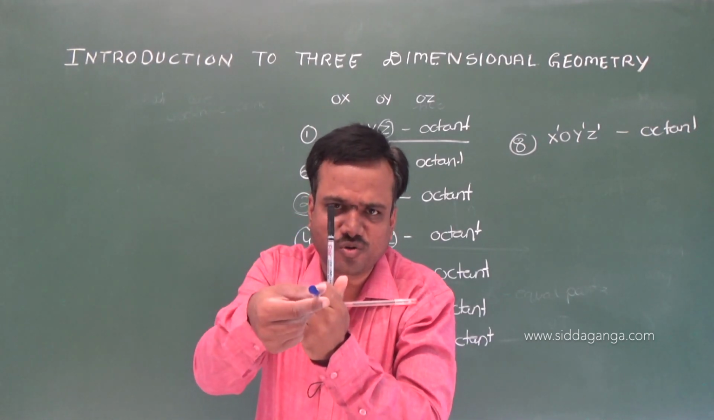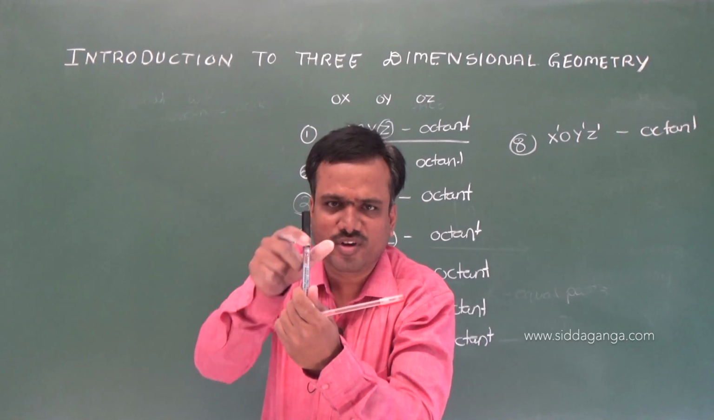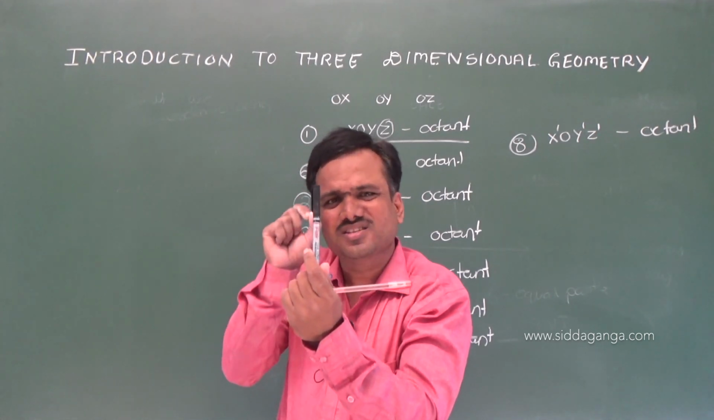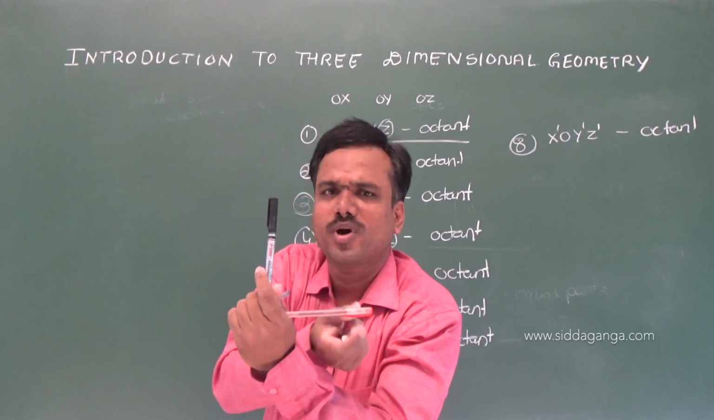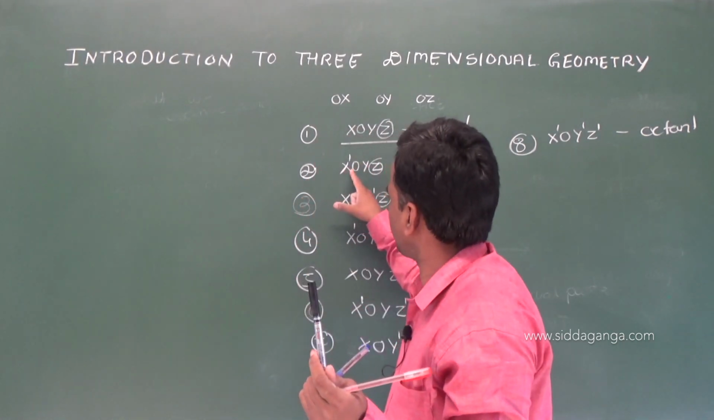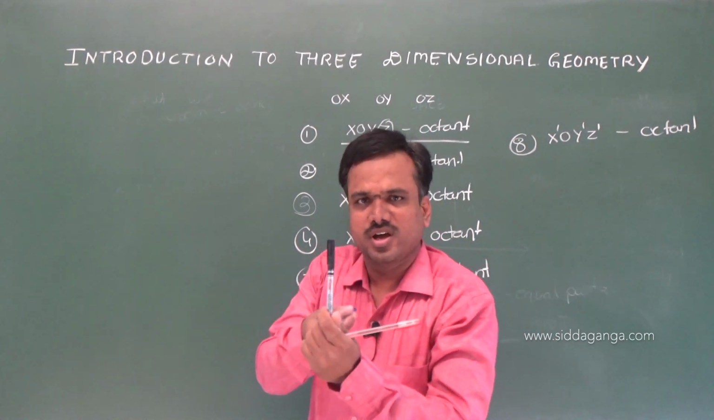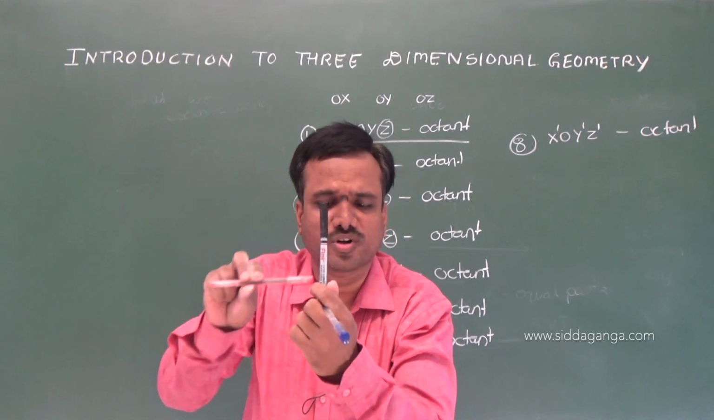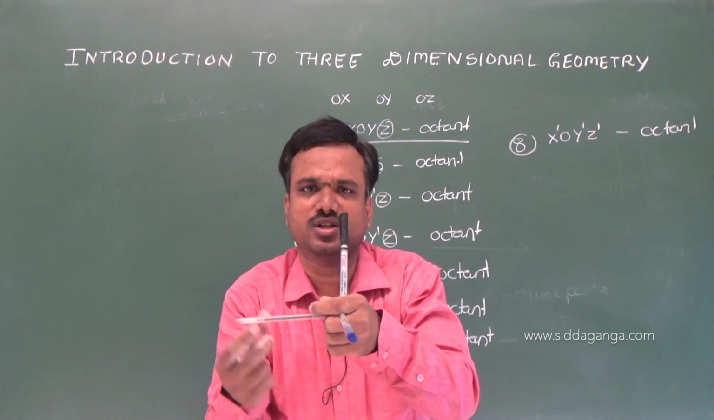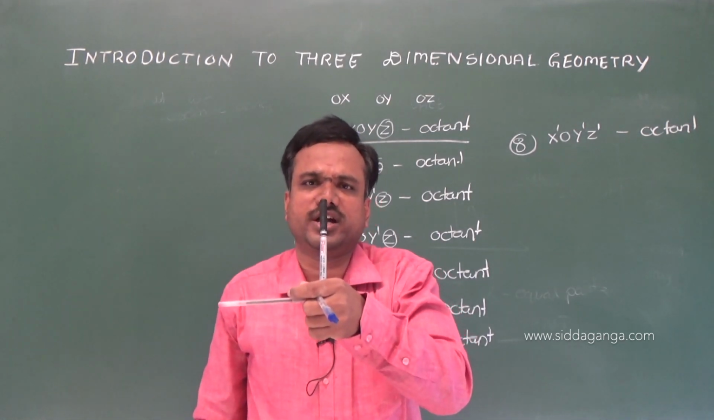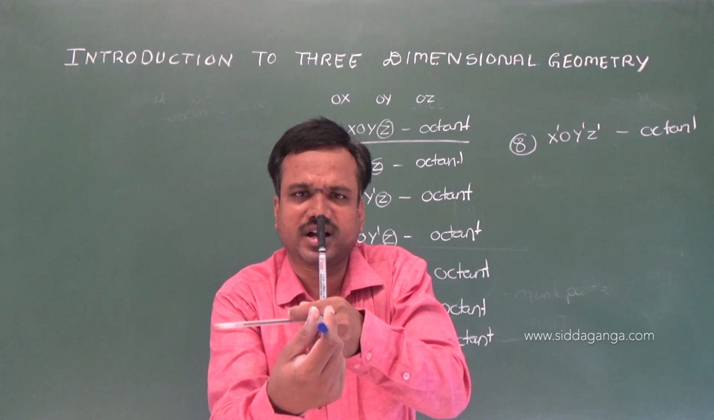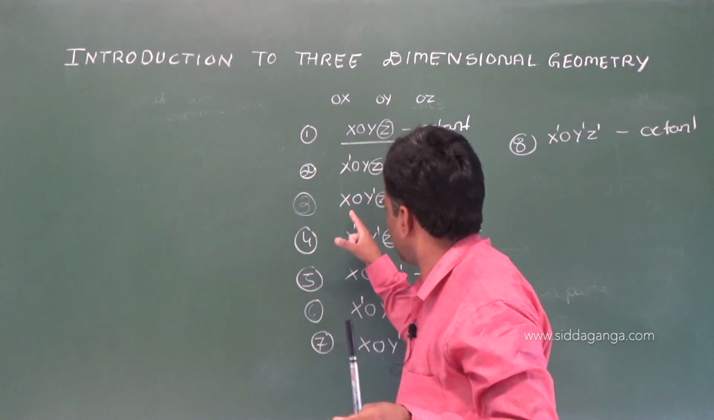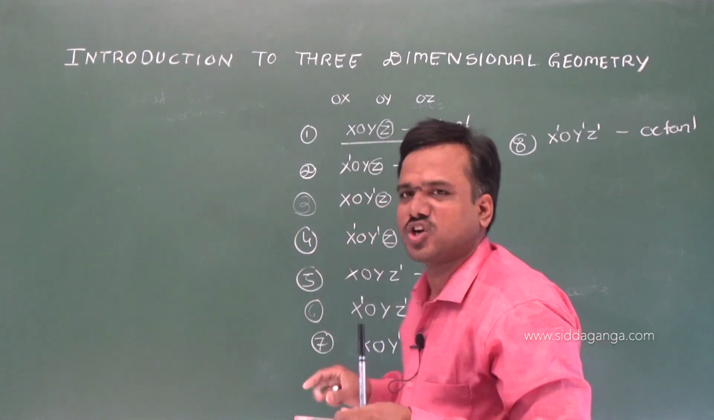Next, I shifted the positive X axis to the negative direction of X axis. The second octant contains the edges Ox dash, Oy, Oz: X dash, O, Y, Z octant. Third octant, I shifted only the positive direction of Y axis to what? The negative direction of Y axis. This octant contains the edges Ox, Oy dash, Oz: X, O, Y dash, Z octant.